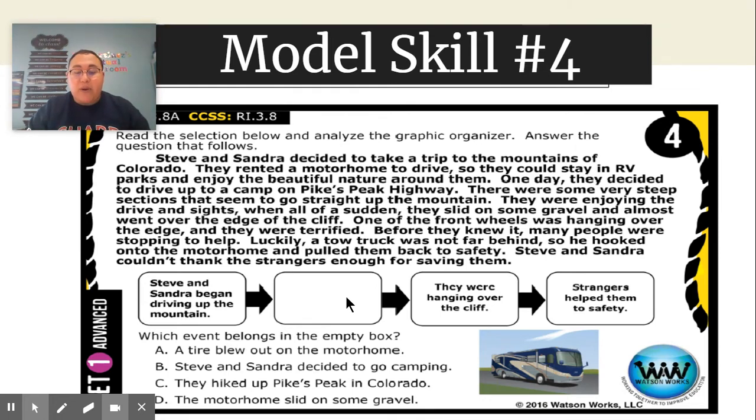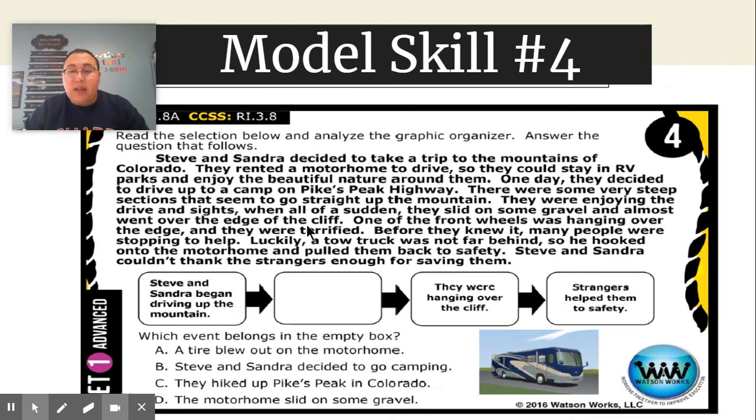So in my story, when did it say they drove up the mountain? It said here. So they decided to drive up to camp on Pikes Peak Highway. So here they started to drive up the mountain, right? Then they were hanging over the cliff. So it says one and almost went over the cliff. One of the front wheels was hanging over the edge and they were terrified. So my event has to happen somewhere between here and this sentence here. Got to go in the middle because I'm missing that middle event between 1 and 3, right?